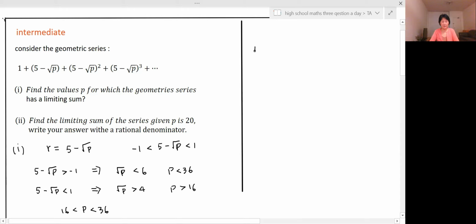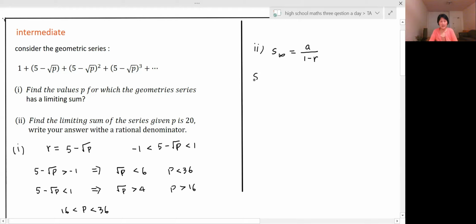Okay, the second one. Find the limiting sum of the series given that p is 20. P is 20, which is between 16 and 36, and a p between 16 and 36 gives the geometric series a limiting sum. So now I just do the limiting sum. The limiting sum will be equal to a on 1 minus r, since that's the formula here.